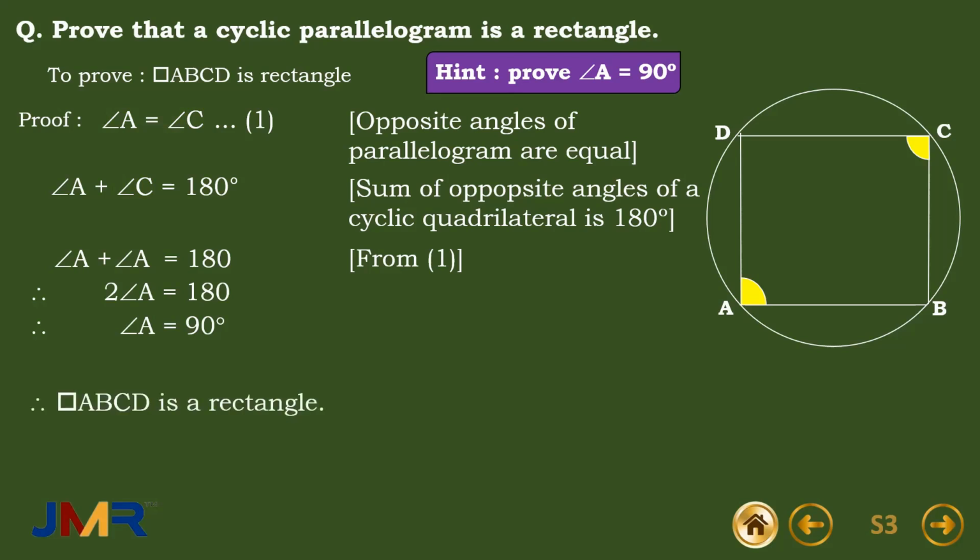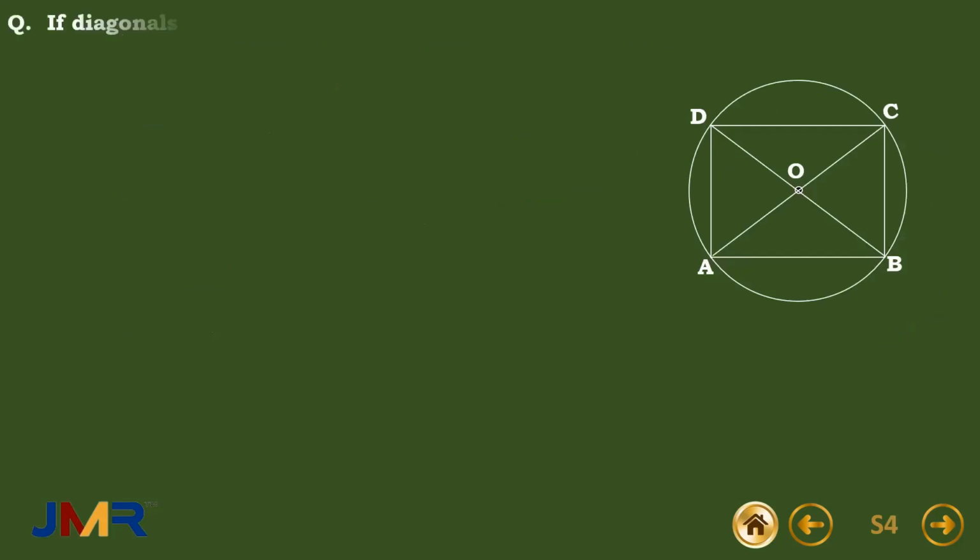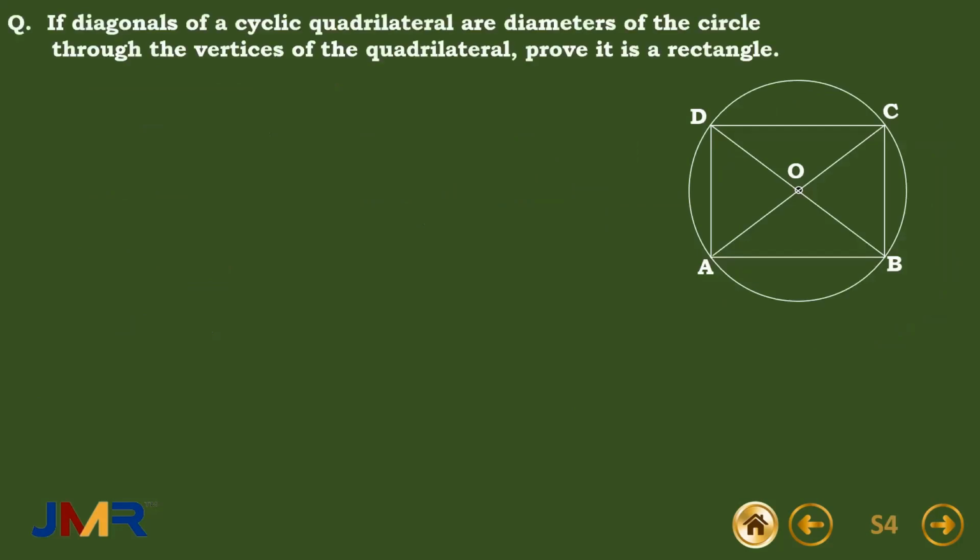I hope you enjoyed this problem. Shall we go further? Yes. Here, the diagonals of a cyclic quadrilateral are diameters of a circle through the vertices of the quadrilateral. Prove that the quadrilateral is also a rectangle.